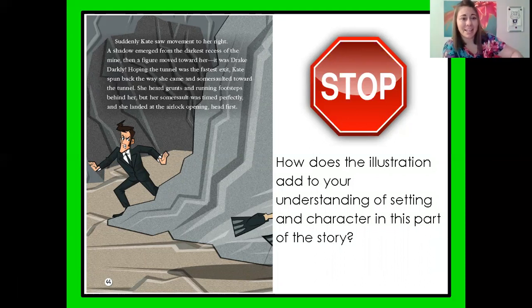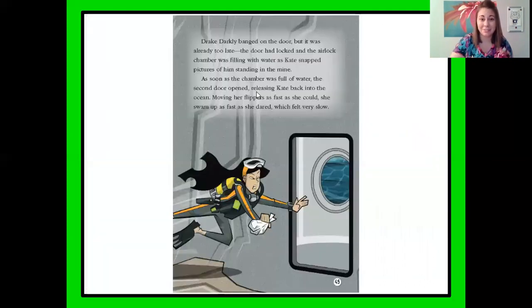So what I'm thinking, I see Drake, and I'm already trying to point to my screen, guys, to show you and point out Drake, but he's looking pretty upset, right? And then it looks pretty rocky, and I see the shadow. Okay, so it's not looking like the funnest place to be, and like we said, Drake is not looking too happy. So that's adding to my understanding when it's saying that she heard grunts and running footsteps, because Drake looks like he's upset, and he kind of has got his arms apart like he's been running.